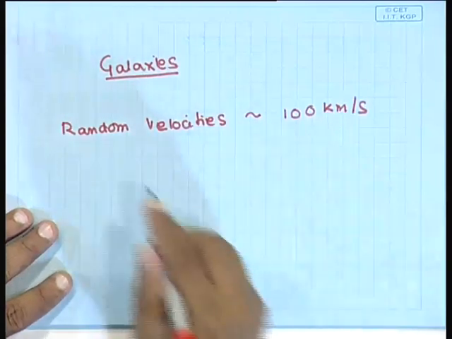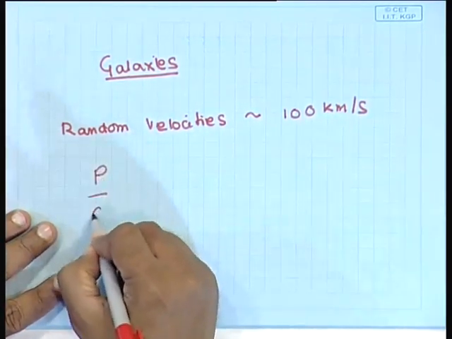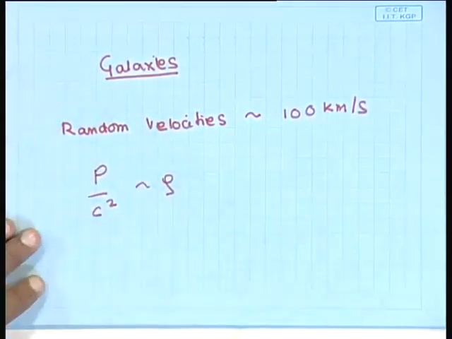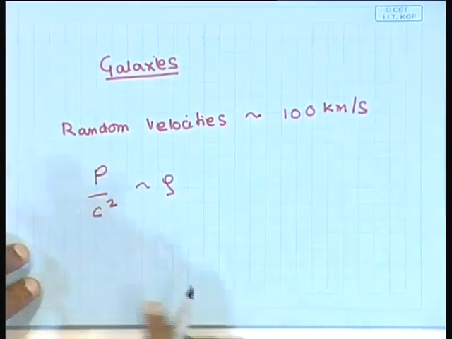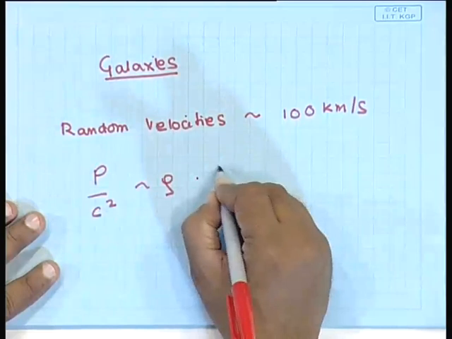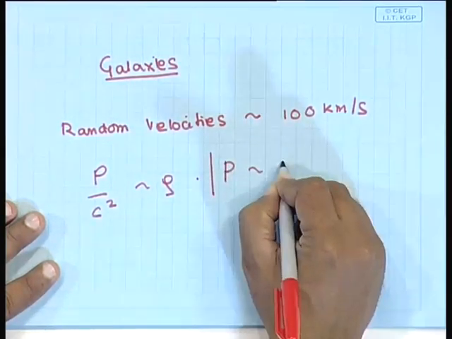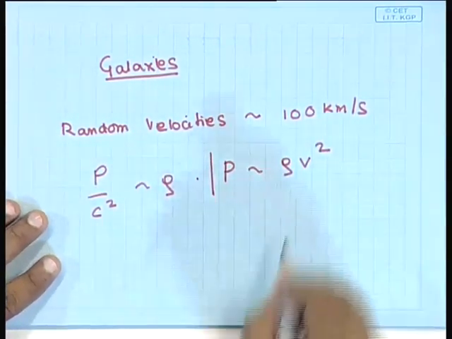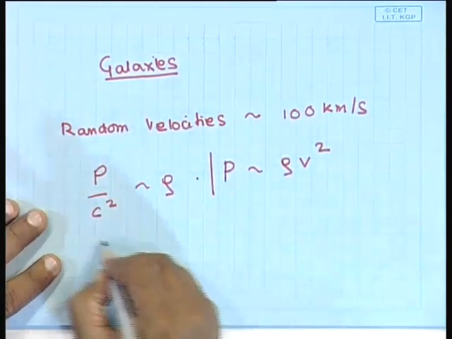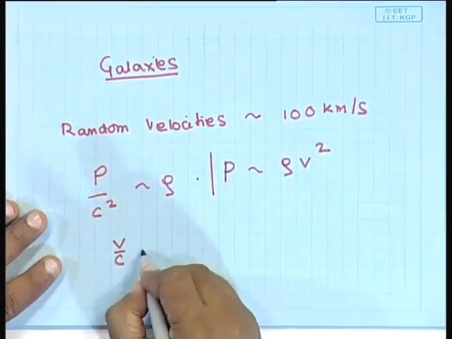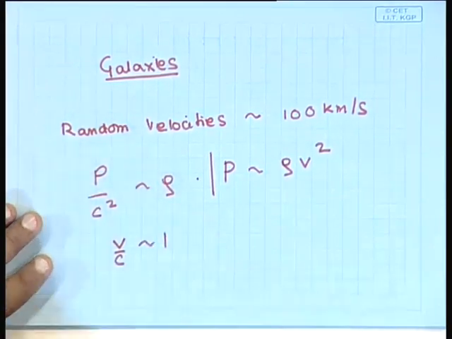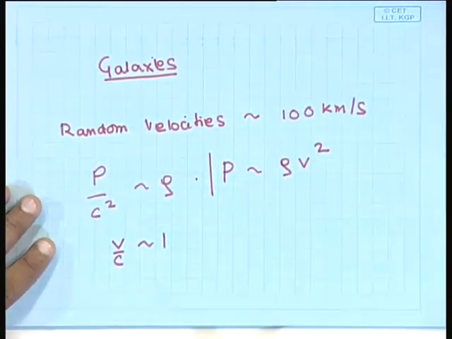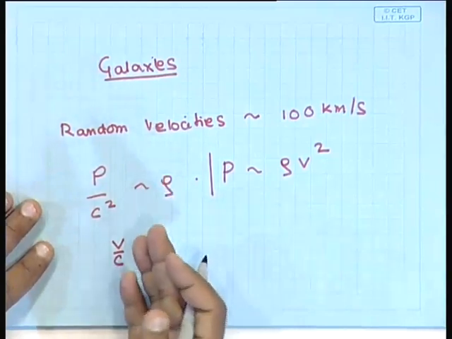The pressure becomes important if P, the pressure, divided by c square is comparable to the mass density rho, or P is comparable to rho c square. Okay. And the pressure we know is of the order of rho into v square, the random velocity squared, right. So, if I divide this, the condition essentially boils down to that the random motion v by c should be of order unity if pressure has to be important, which is why we are interested in the relativistic gas. In a relativistic gas, the particles have random motion which is exactly equal to c.